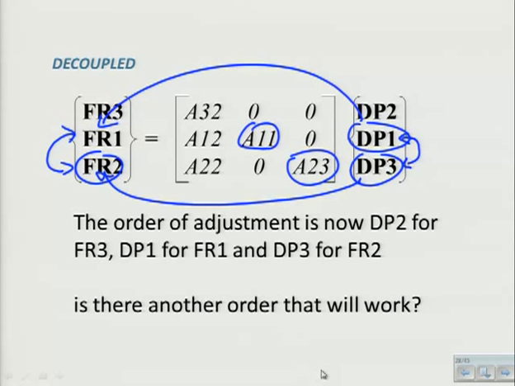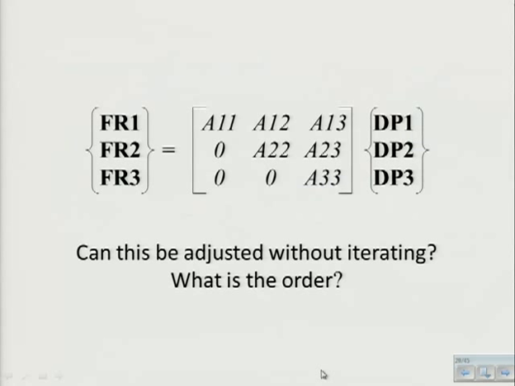So as long as I do DP2 first, this one is first. As long as I do DP1 first, I'm all set. I can then do 1 and 3 or 3 and 1. Doesn't matter. All right, so here, what is the order of adjustment?